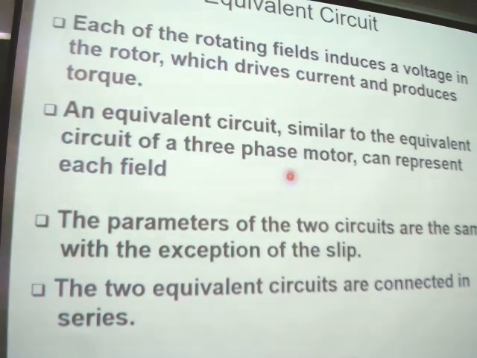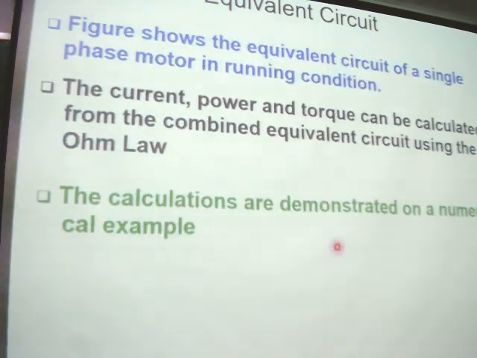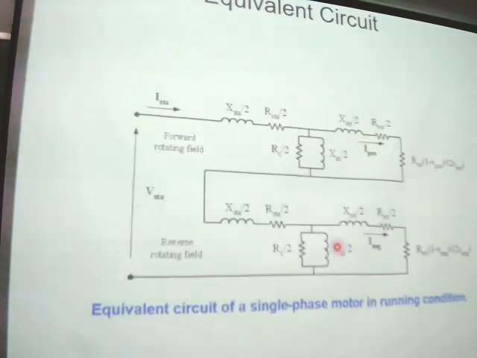We should also understand the simple equivalent circuit. Some parameters of the circuit are the same as the three phase induction machine, except the slip. Let's see this figure. This is the rotor. So it's just similar to the three phase equivalent circuit, a little different. There are two rotational fields, clockwise and anti-clockwise. So there are two circuits in series.